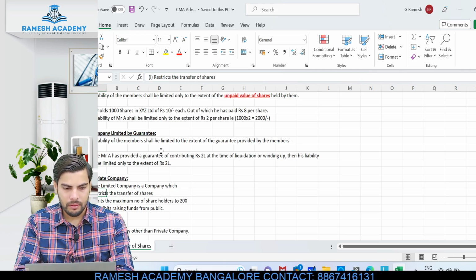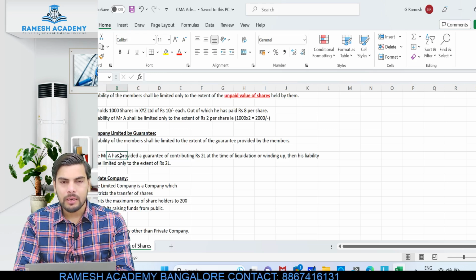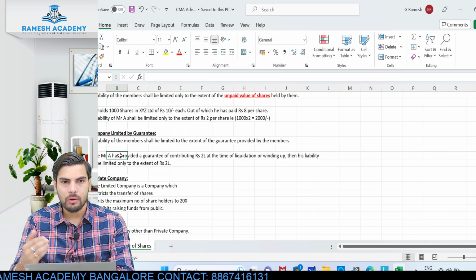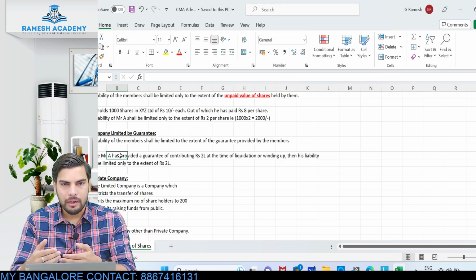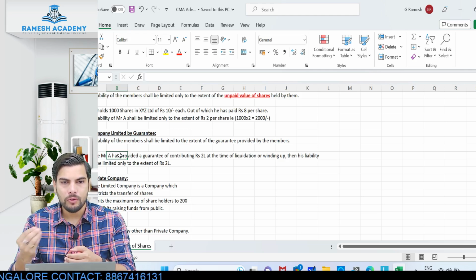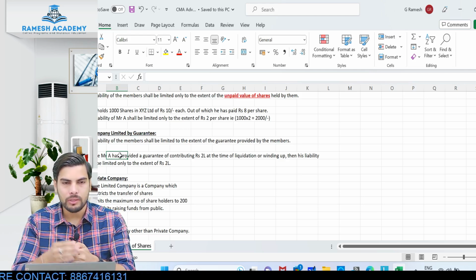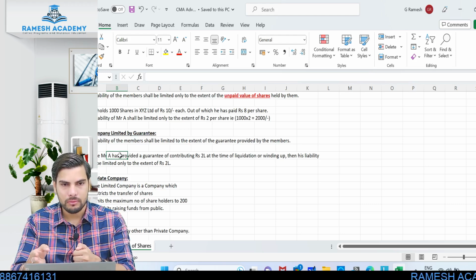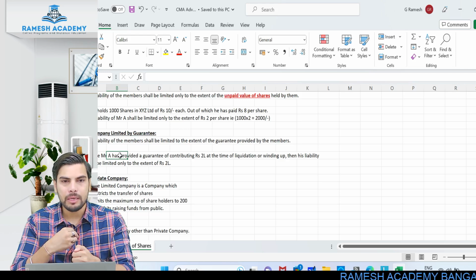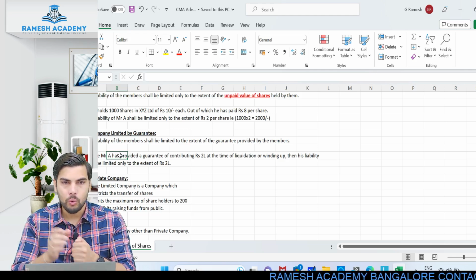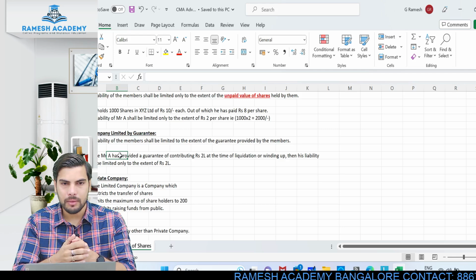Clear? So then when it comes to company limited by guarantee, what is this guarantee? At the time of incorporation or registration, these members would have given a guarantee that in the event of winding up or liquidation, they will be contributing so much of funds towards the assets of the company. So if I, being a shareholder, have given a guarantee that in the event of winding up or liquidation I'll be contributing 2 lakh rupees, clear? My liability will be limited only to the extent of that 2 lakh rupees. I need not pay even a single penny more than that.